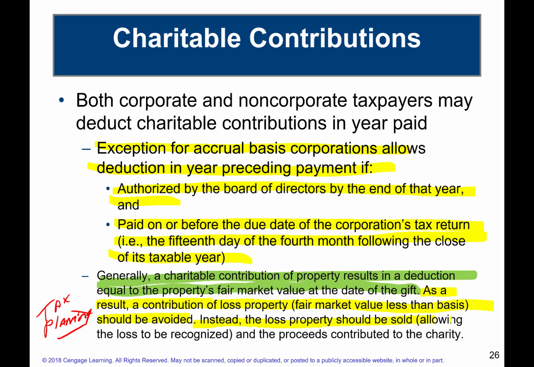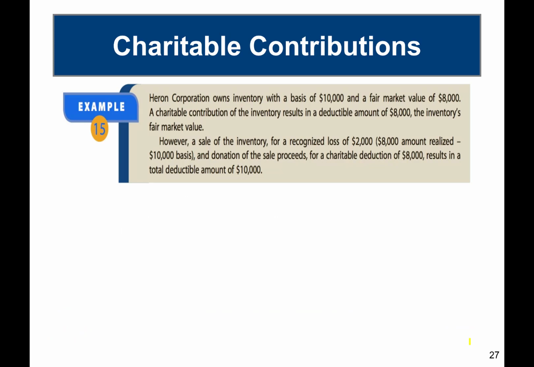Instead, the lost property should be sold, allowing the loss to be recognized, and then what? And then the proceeds contributed to the charity, so you get to deduct what? You get to deduct the loss, and you get to deduct the contribution, right? And so you get a better tax outcome. So let's just look at this example.